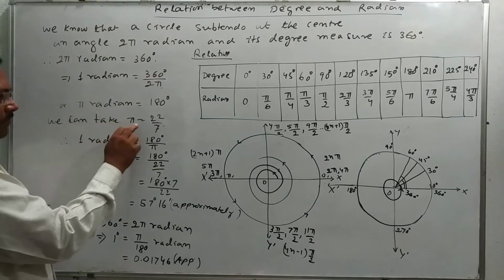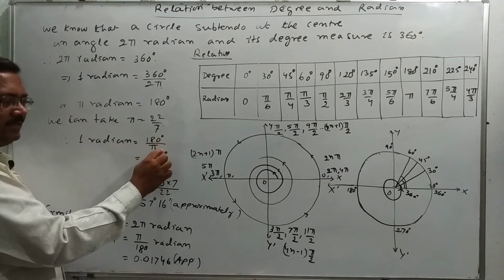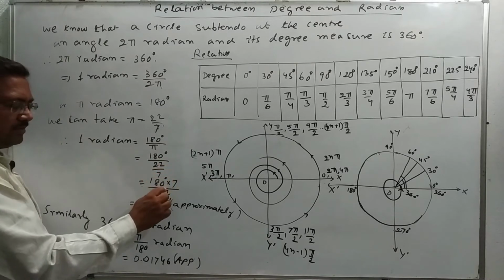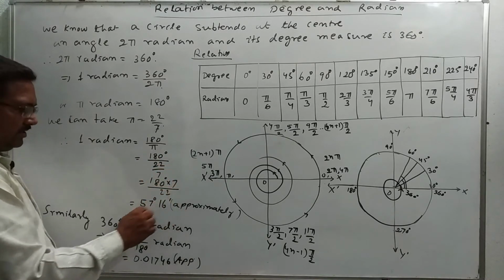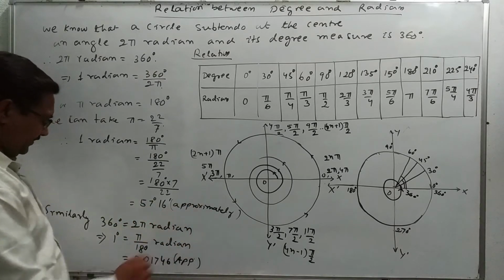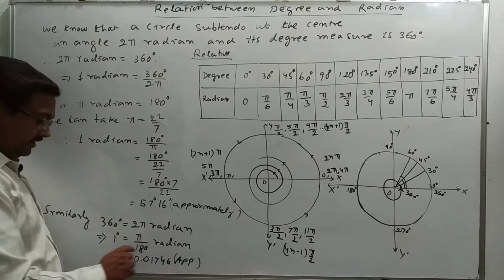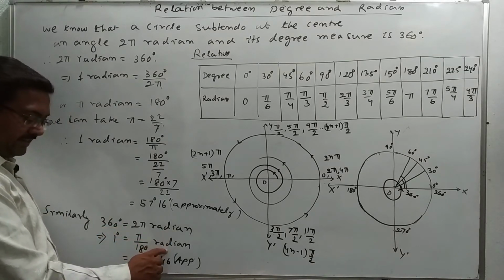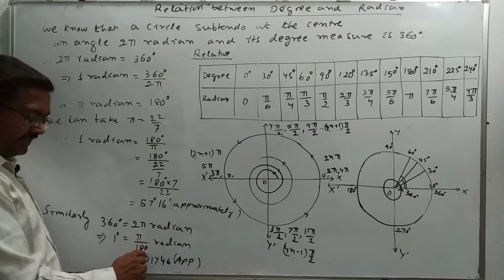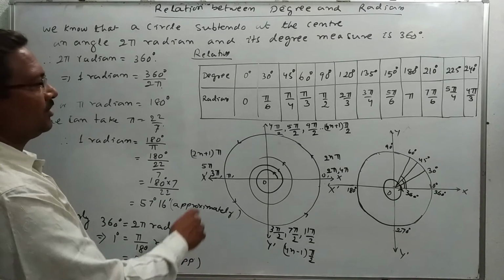We can take pi equal to 22 by 7. 1 radian equals 180 degree by pi. So 180 degree by 22 by 7, so 180 degree into 7 by 22, so approximately 57 degree 16 minute. Similarly, 360 degree equals 2 pi radian. 1 degree equals pi by 180 radian. So pi by 180, that is 22 by 7 by 180, is approximately 0.01746 radian.